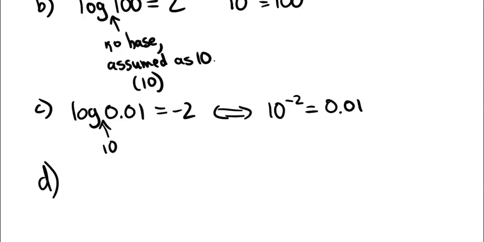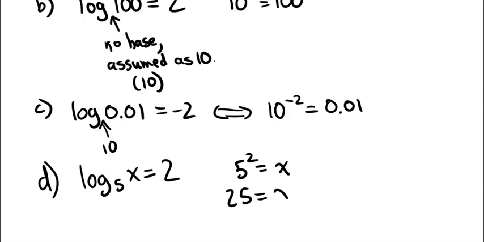This one we're actually going to have to solve. So this says log base 5 of x equals 2. So what that means is it's saying 5 to the power of 2 equals x. Well, what does that mean? Well, that means that x is equal to 25. Those are equivalent expressions, and that's how you can solve what the x value actually is.